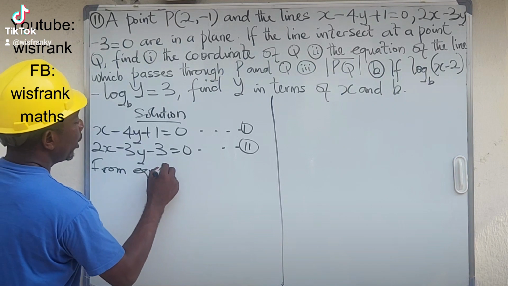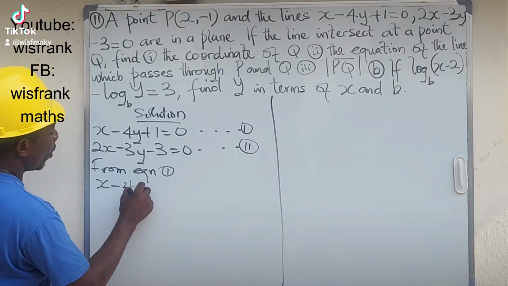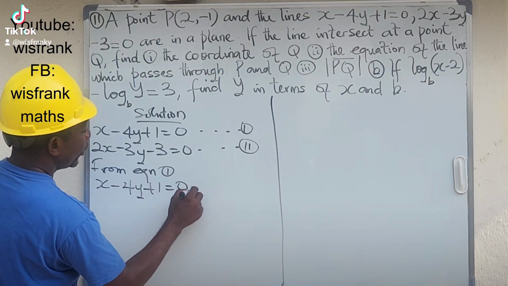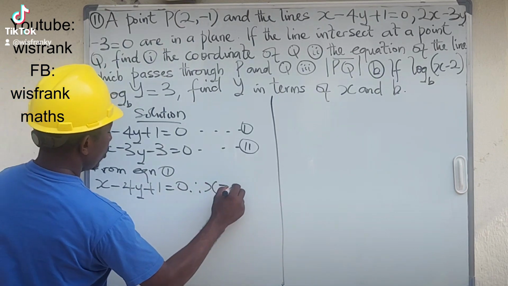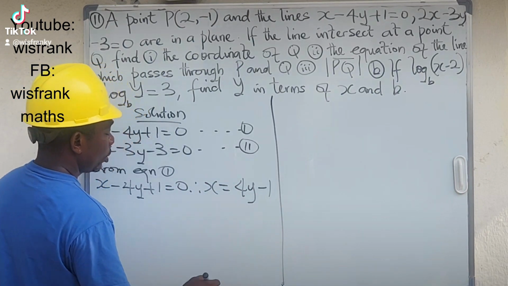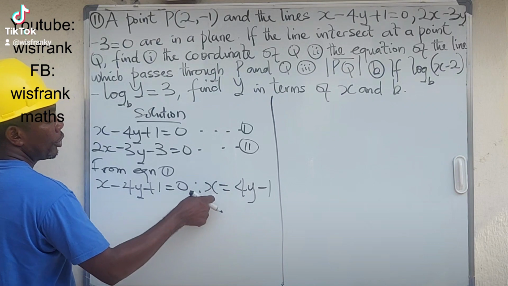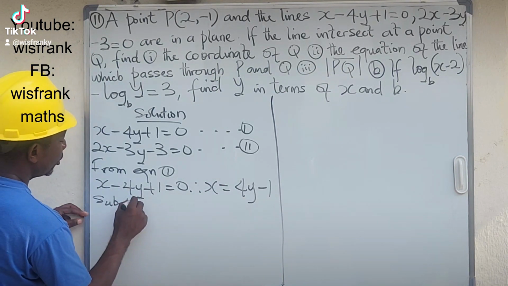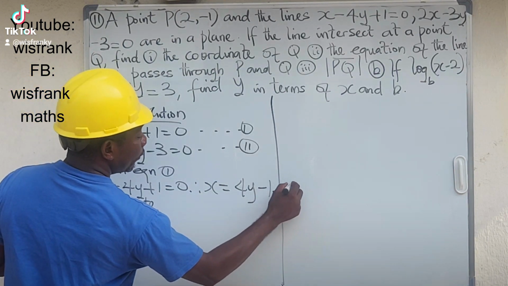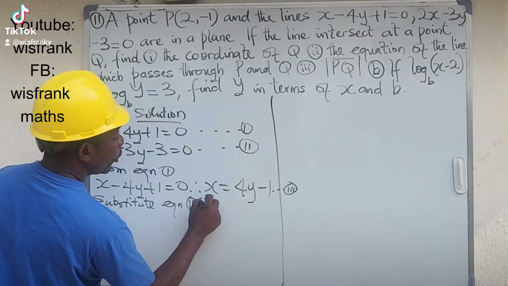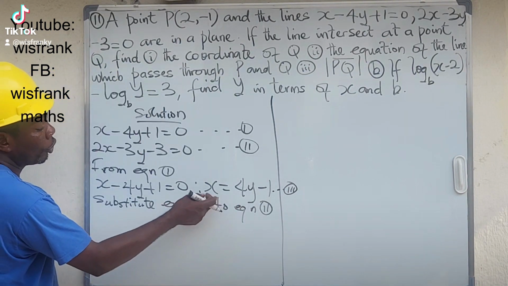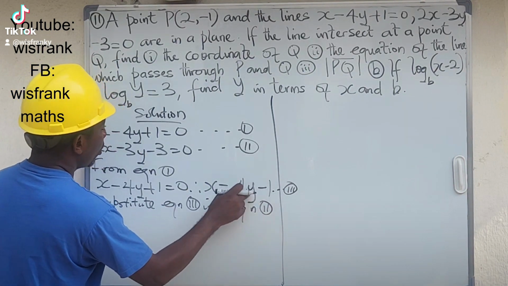From equation 1, we have x - 4y + 1 = 0. Therefore, x equals 4y - 1, so the whole of this is transposed to the other side. This is our equation 3. Substitute equation 3 into equation 2. So we substitute x = 4y - 1 into equation 2.